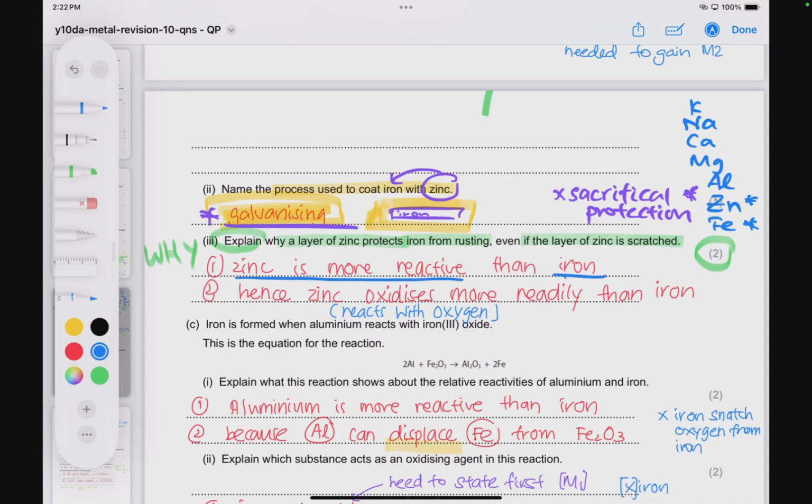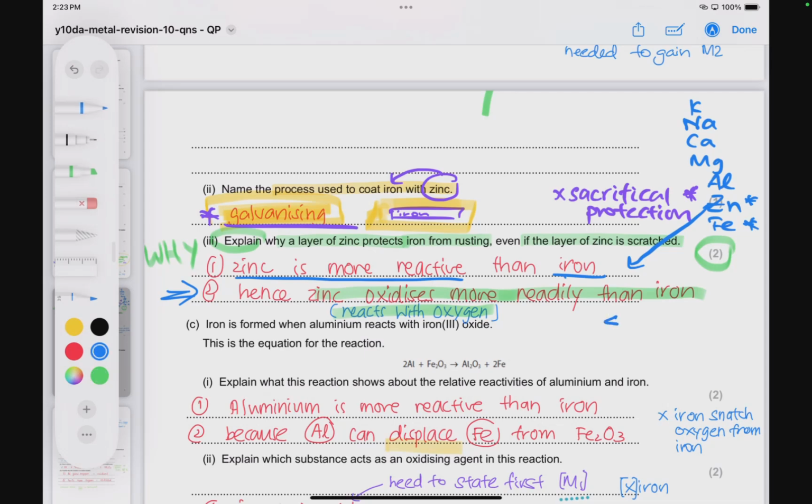So using a reactivity series, it should be able to guide you into the positioning of the metal. So zinc is higher than iron, so zinc is more reactive. So what if it's more reactive than iron? It is the fact that zinc can oxidize more readily than iron. Now, if you find that the word oxidize is a bit hard for you to recall or explain, then the alternative answer would be: hence zinc can react more easily with oxygen than iron.